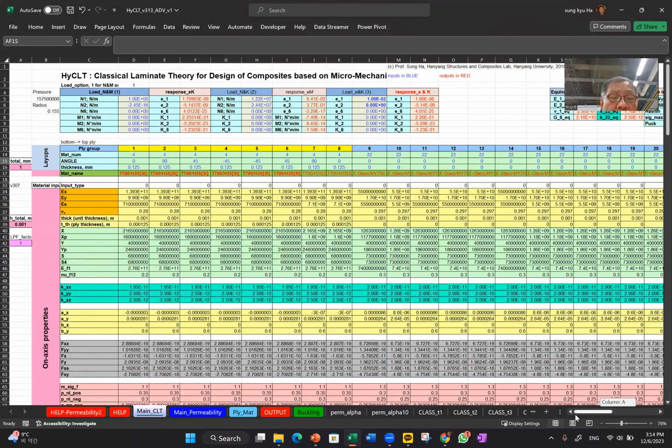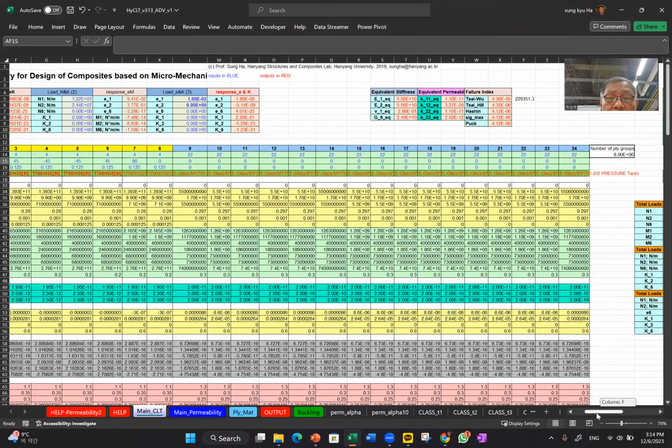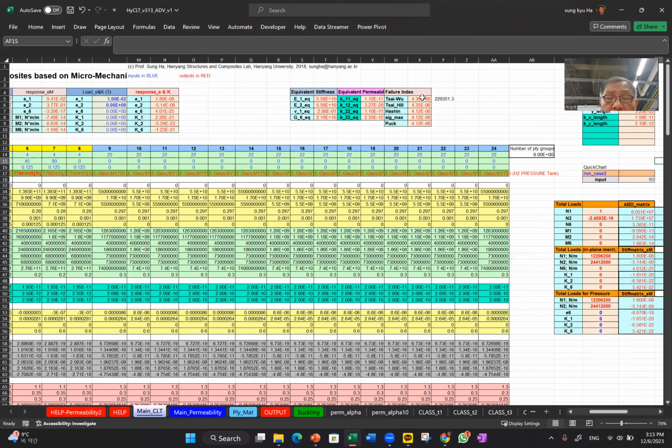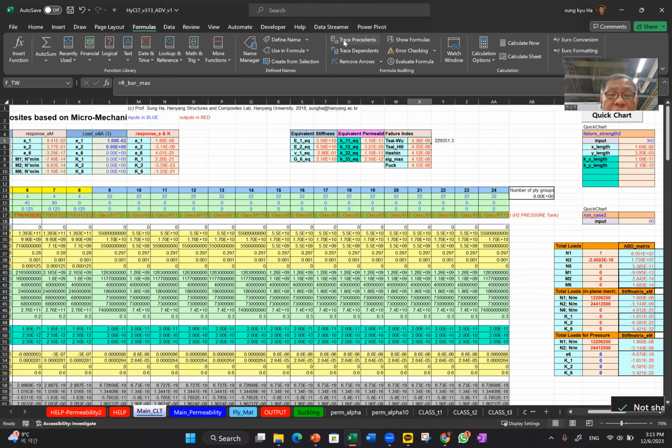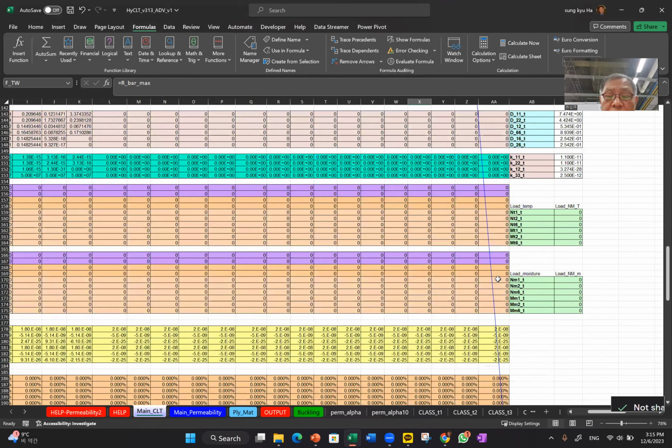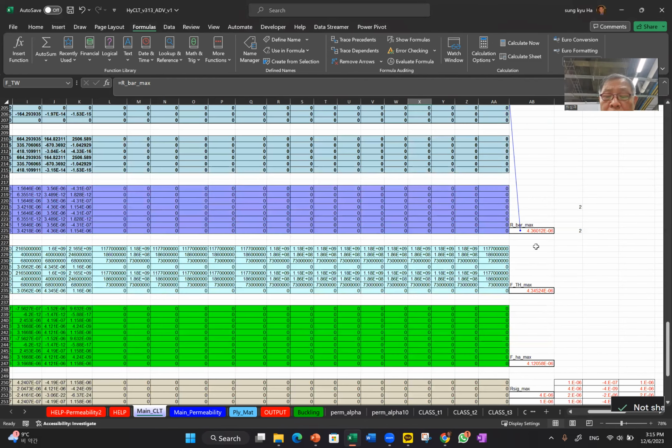Well, basically, that's all we need to do. The psi u failure index is the one we calculated. Just to make sure where this comes from: it comes from here. This is the failure index of the psi u.